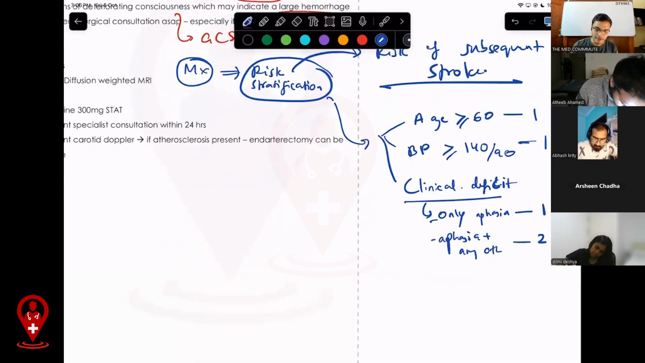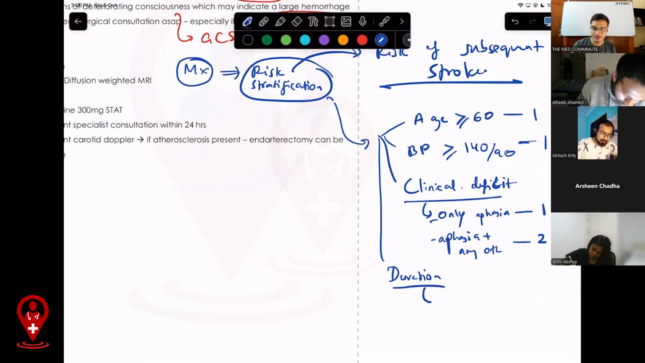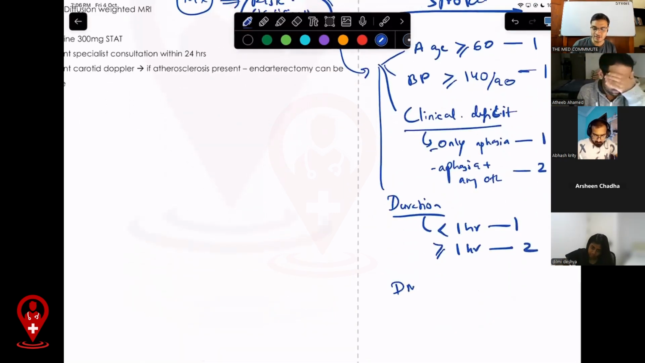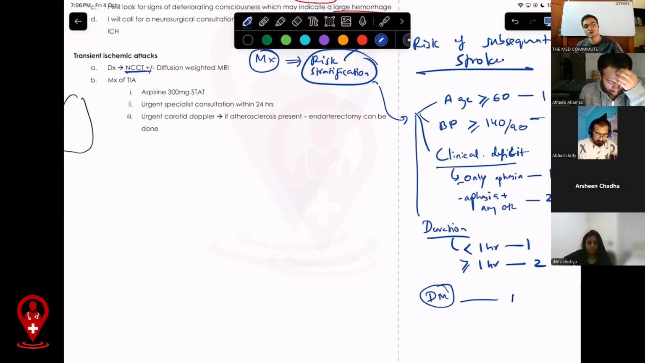Right? That is C. Then D, guys, we have 2 Ds, right? One is duration, right? The onset of the symptoms has lasted, the symptoms have lasted. If it is less than 1 hour, he gets 1 point, right? And if it is greater than or equals to 1 hour, right, he gets 2 points. 2 points. Right? And there is one more D, diabetes. If the patient is positive for diabetes, it doesn't matter type 1 or type 2. If the patient has diabetes, he gets 1 point. He gets 1 point. Right? So out of this scoring system, guys, what are we doing?